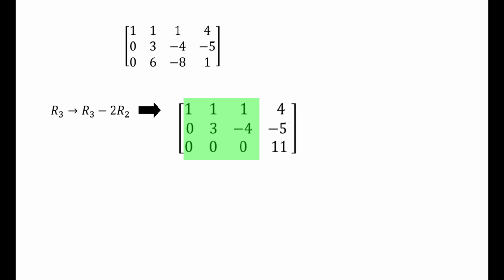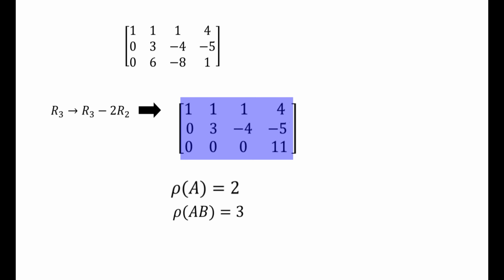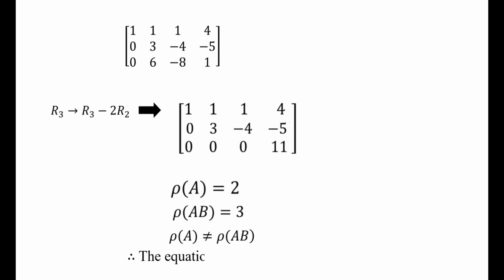We can observe that the rank of matrix A is 2 because it has two non-zero rows, and the rank of augmented matrix AB is 3 since it has three non-zero rows. Therefore, the rank of A is not equal to the rank of AB, hence the given system of equations has no solution and is inconsistent.